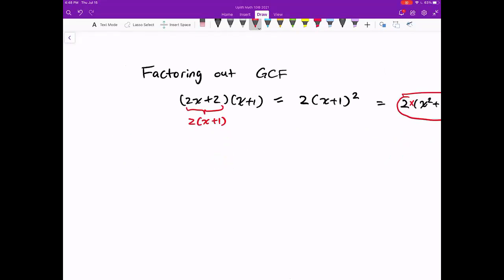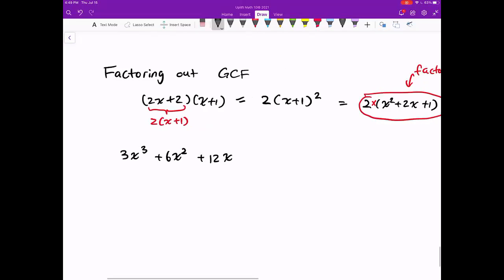Okay, so we can do a longer example. So we can have 3x cubed plus 6x squared plus 12x. And then we just have to simplify that. Okay, so I think we should turn it into a factored form.